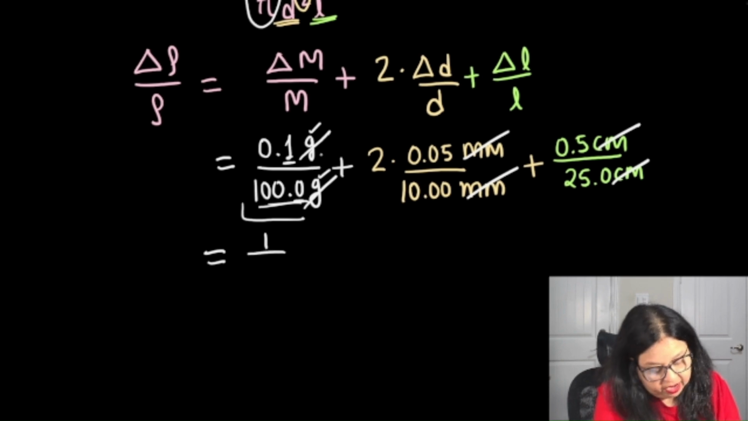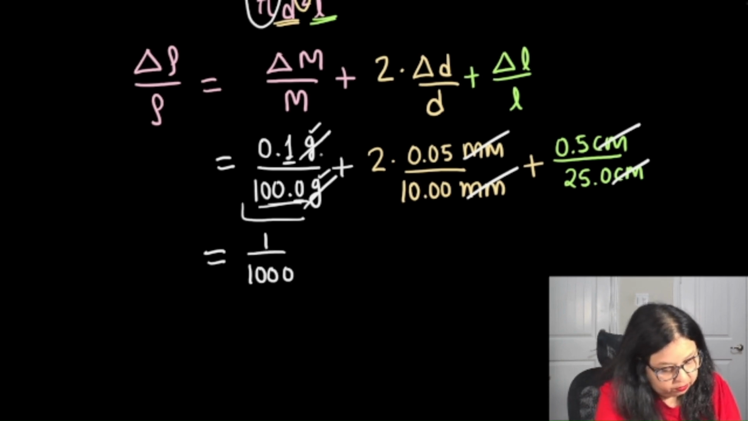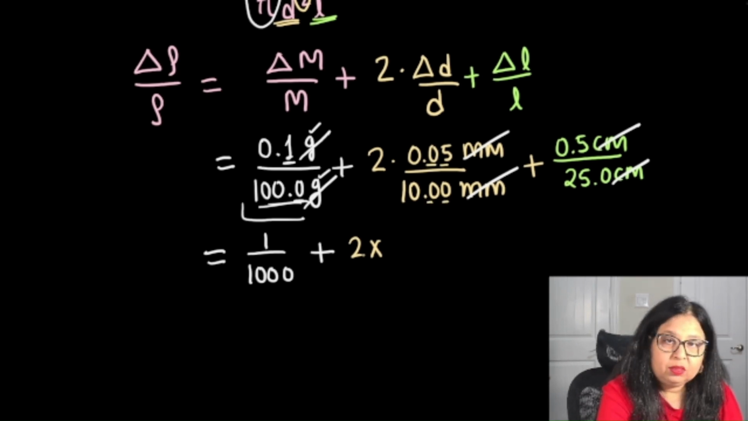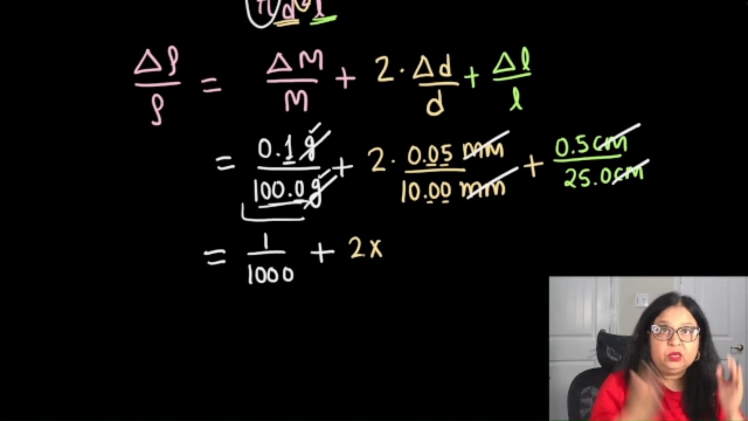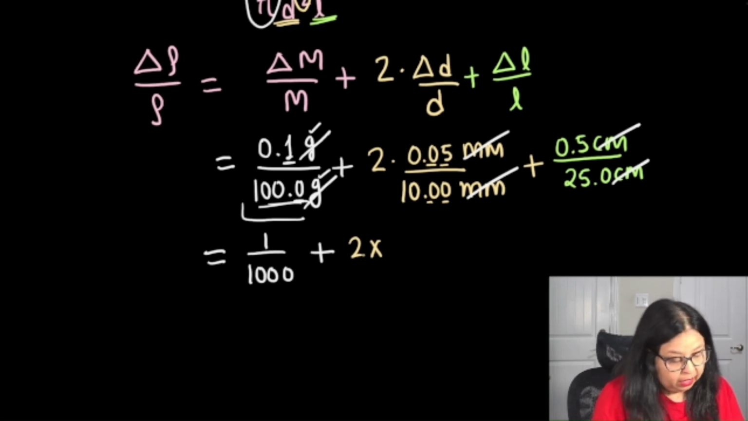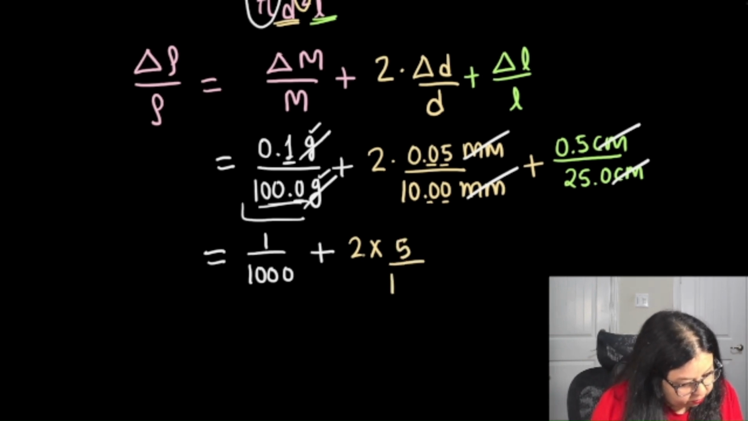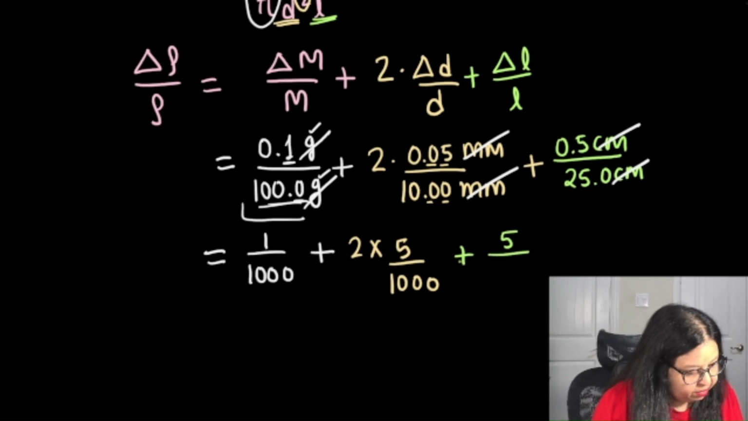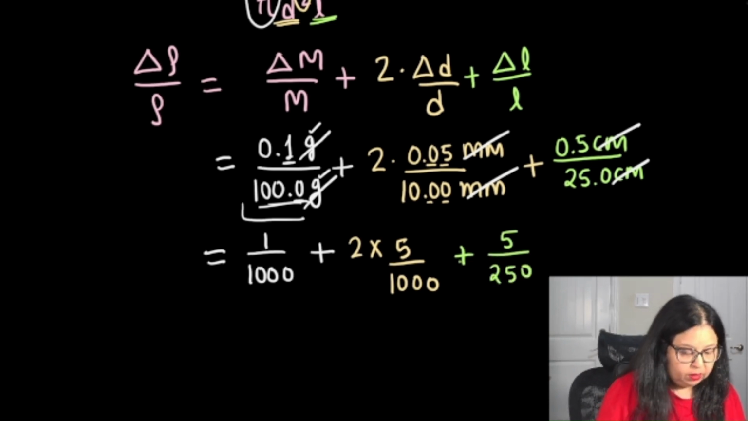So this gives us 1 divided by 1,000 plus 2 times. Similarly here, when I multiply and divide by 100 in the second term, because there are 2 digits after the decimal, I don't have to write it out. I can just do this much math in my head. I should know this much math by now. And write it as 5 divided by 1,000. Likewise, for the last term, I have 5 divided by 250.